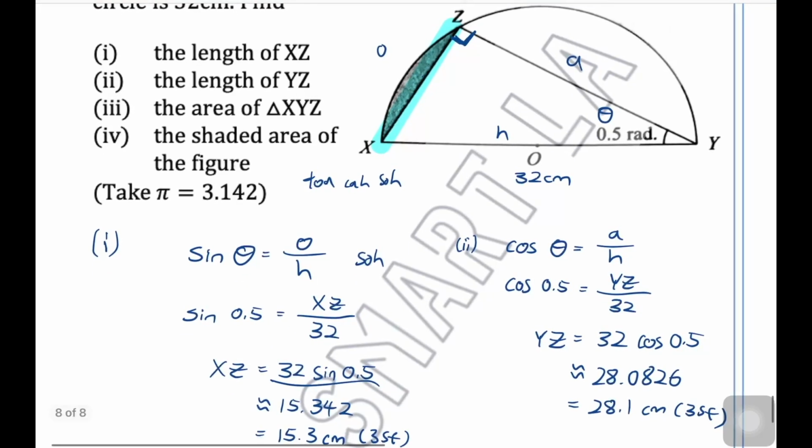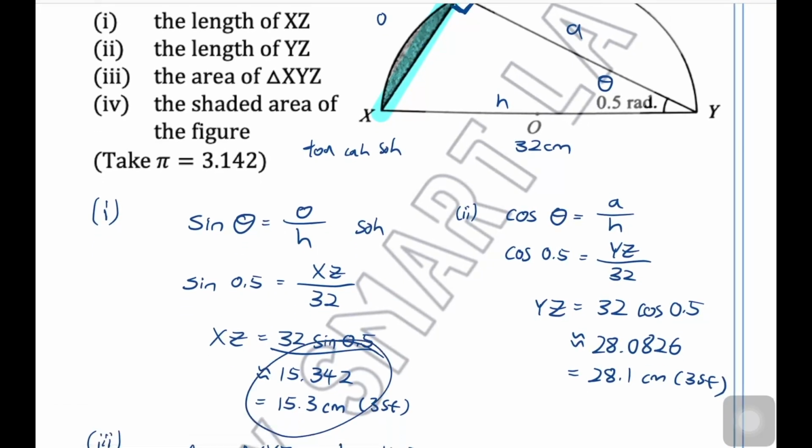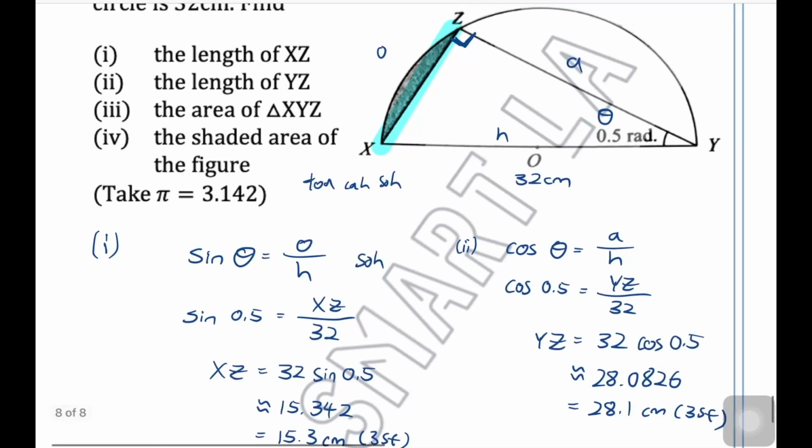So just put that into your calculator and you will get your XZ. All right. So keep it with more decimals first, right? With more significant figures first. Then after that, put it in terms of 3SF, because this is my final answer. So I will keep it as 3SF. Now, that's part one, finding XZ. If you realize that you can use your SOH CAH TOA, you realize this is a right angle triangle, then it should be fairly straightforward.